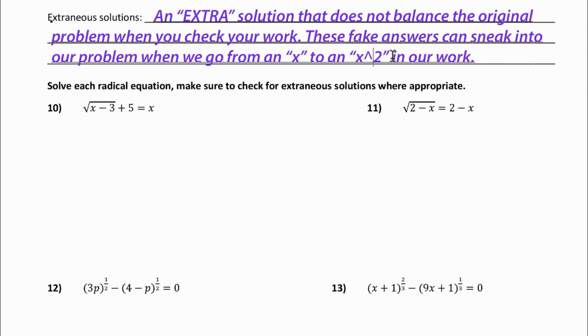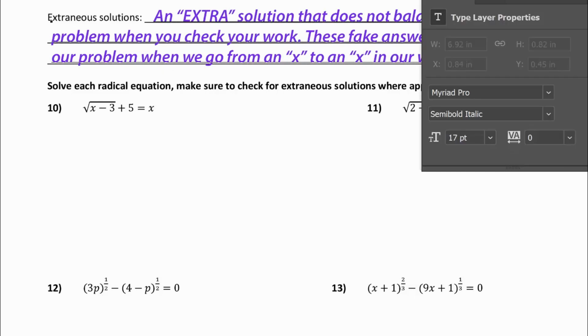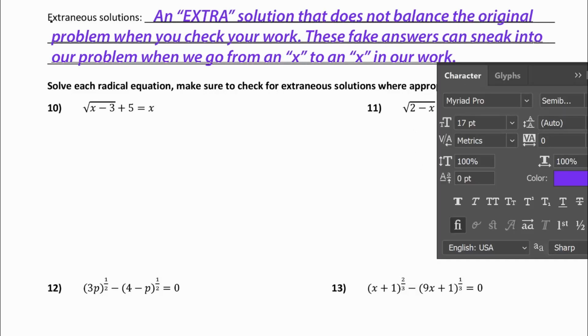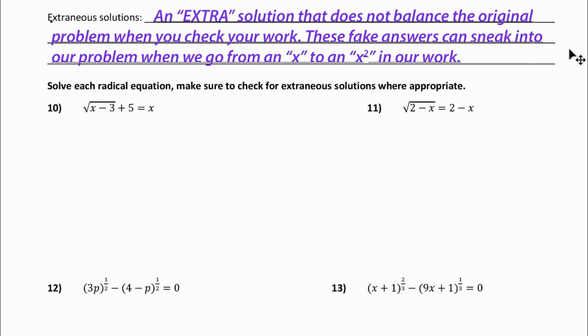Let me see if I can make that into an exponent. It would be nice. There we go. So when we go from an x to an x squared in our work, oftentimes we are introducing these extra values that might not work.